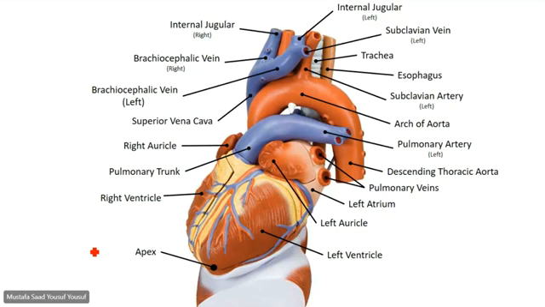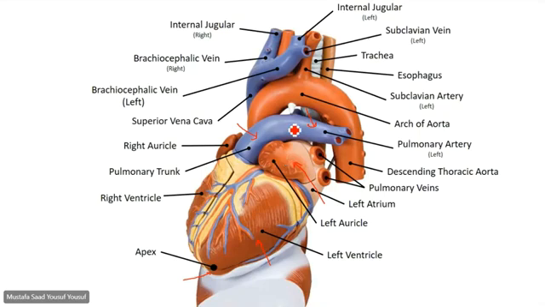Here is again another view but slightly rotated so that I can see the left ventricle more clearly. You can see here we have the left ventricle with the apex. This is the auricle, the auricle of the left atrium. And here I can clearly now see this is the pulmonary trunk and this is the left pulmonary artery.